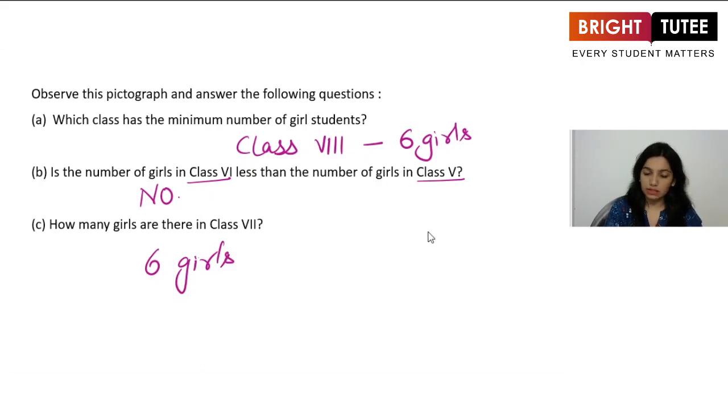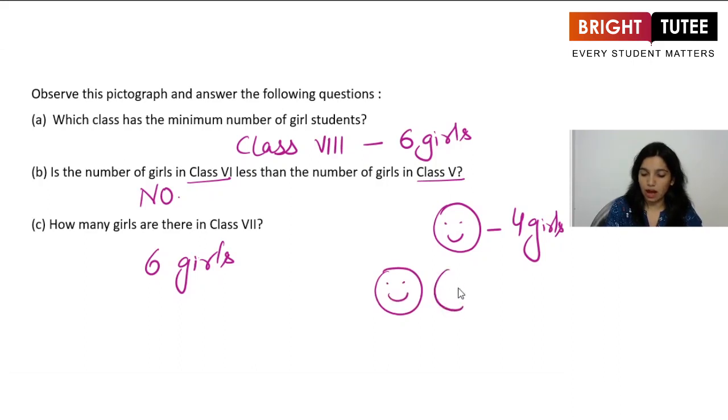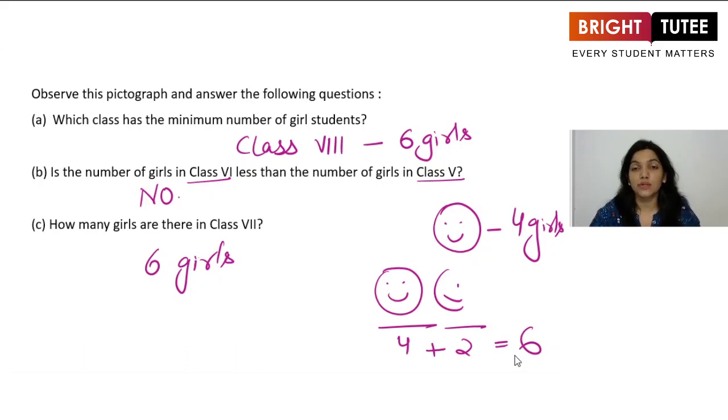Why are we writing this? Say a complete face represents 4 girls. Okay, 1 complete face representing 4 girls. And if I have 1 complete face and a half face, it is 4 girls for this and half of 4 is 2. So adding 4 and 2 is 6. So 6 girls roughly are there in class 8.